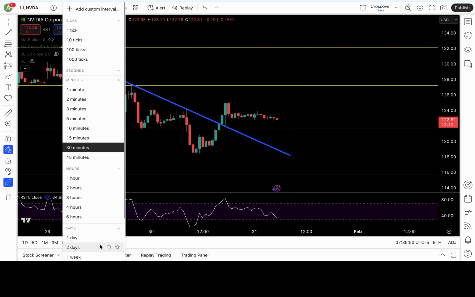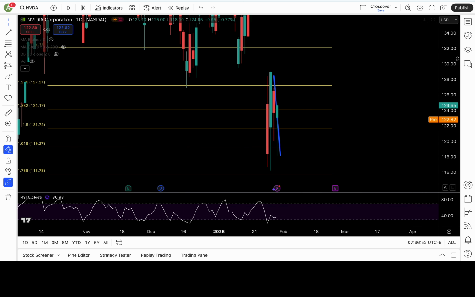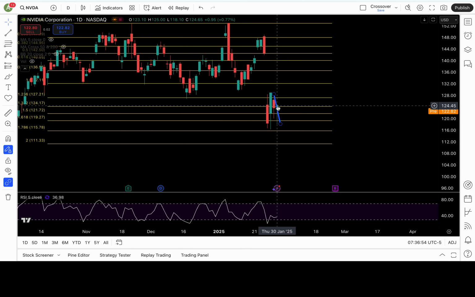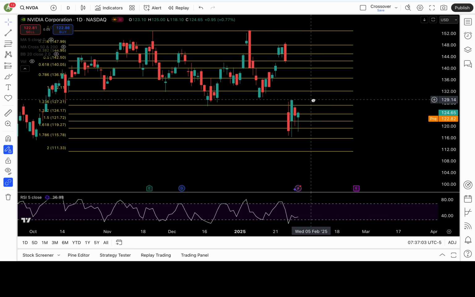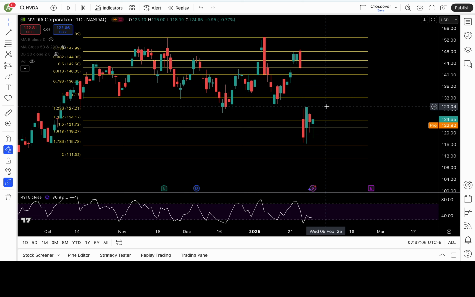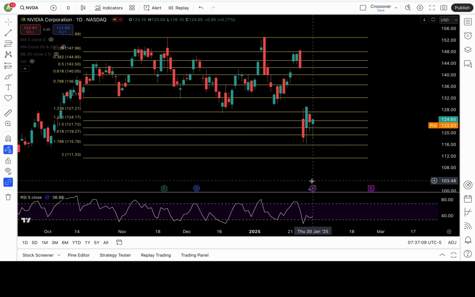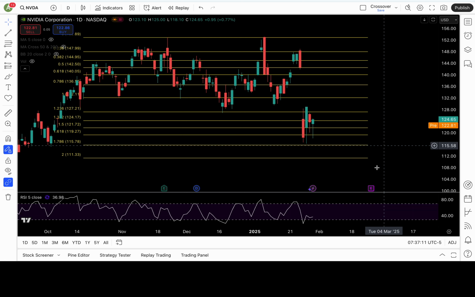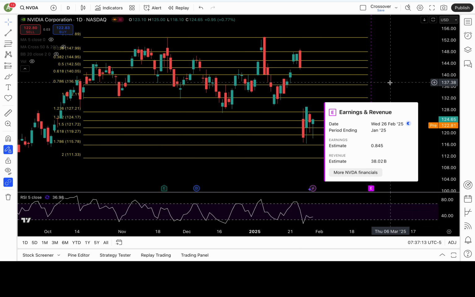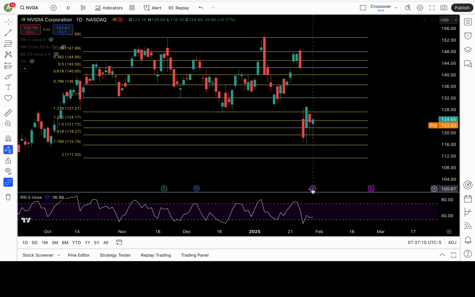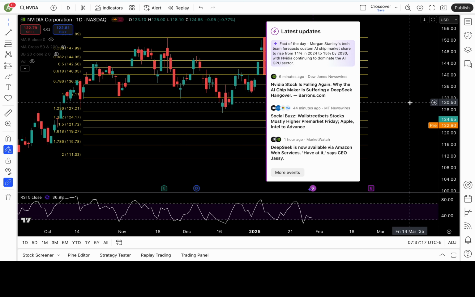NVDA, I have it on a 30. Let me get to the daily chart. Yeah, guys, you see these side-by-side candles, all right? It looks like it's building an island or something. If you're a bull, you really want to see a gap up or a gap down, some type of island reversal or something. It's going to need a catalyst. We don't have earnings till next month, so NVDA is going to need a catalyst.